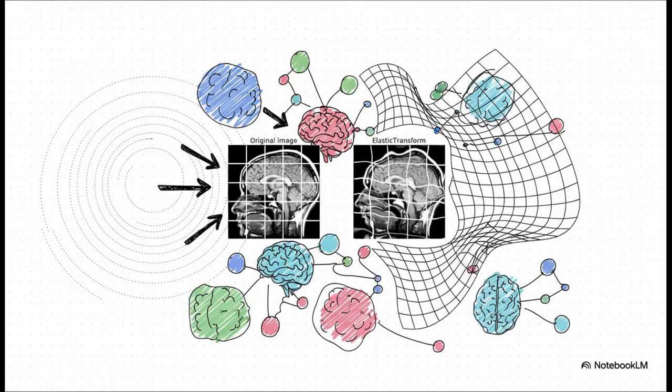Let's look at a pretty cool example of a geometric transformation. This is called elastic deformation. See how the grid on that original brain scan is kind of stretched and warped in the second image? This simulates the natural variations in shape you'd see in the real world, and it's incredibly useful in fields like medical imaging. It helps models recognize anatomy, even with slight differences between patients.